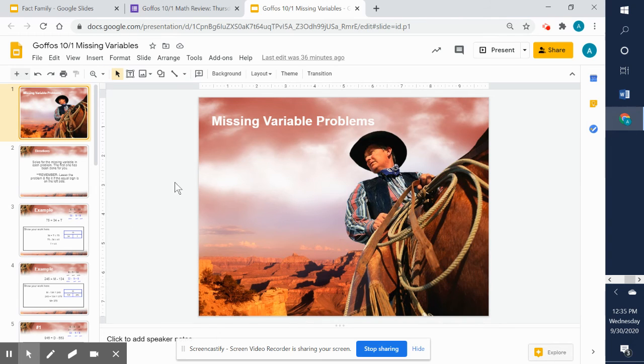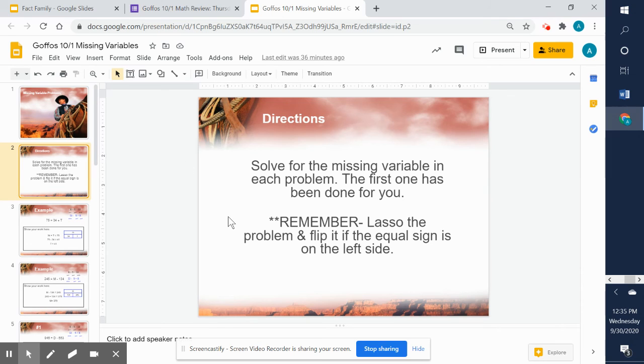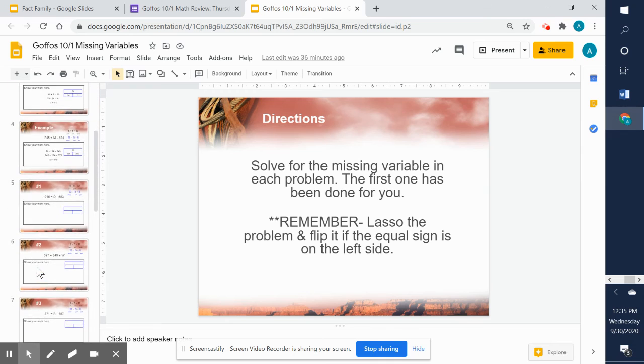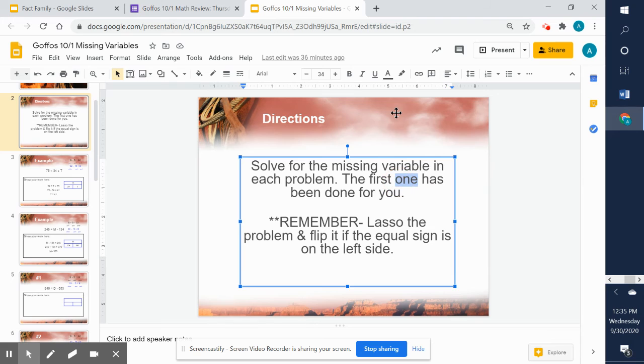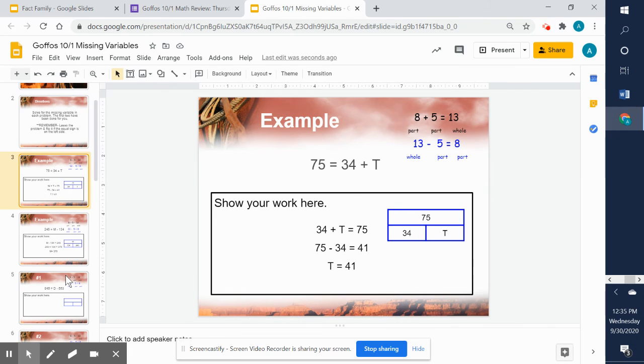We have our Cowboy missing variable problems. So it says solve for the missing variable in each problem. The first 2 have been done for you. Remember, last of the problem, flip it if the equal sign is on the left side. So you need to make sure that you're flipping only the ones with the equal sign on the wrong side. So here's my first example.